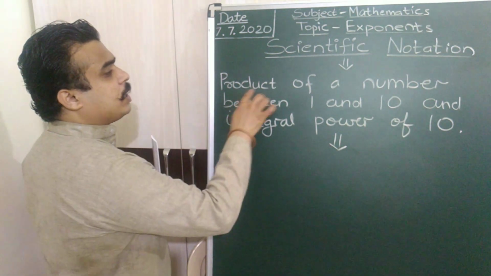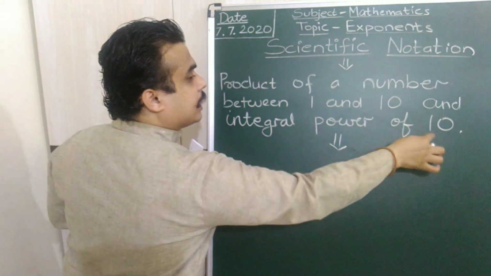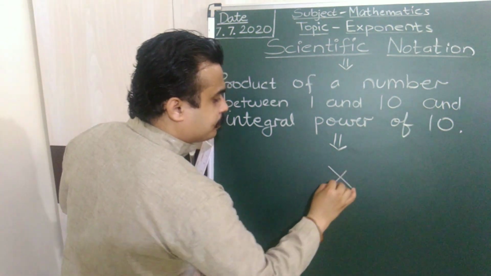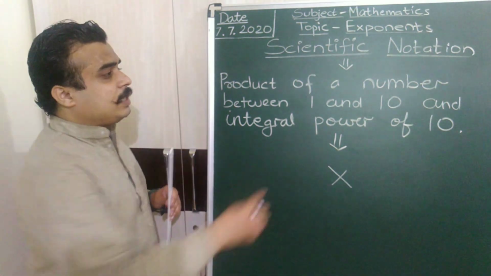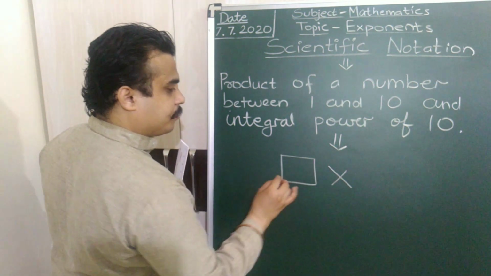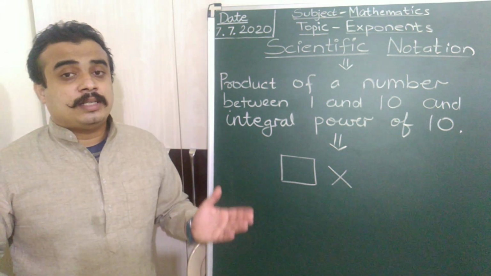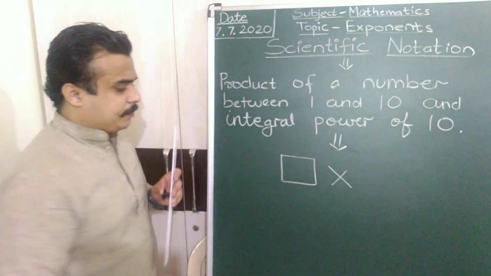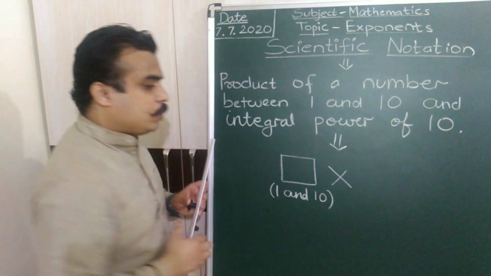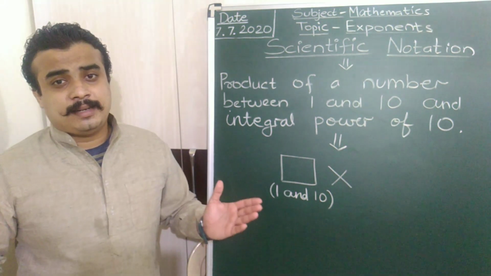See what they are saying: product of a number between 1 and 10 and an integral power of 10. Product means what? Definitely there will be a multiplication. Now, a number between 1 and 10. This box means an empty box, where we can put a number between 1 and 10.